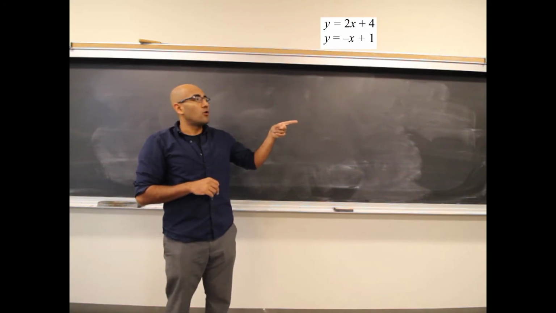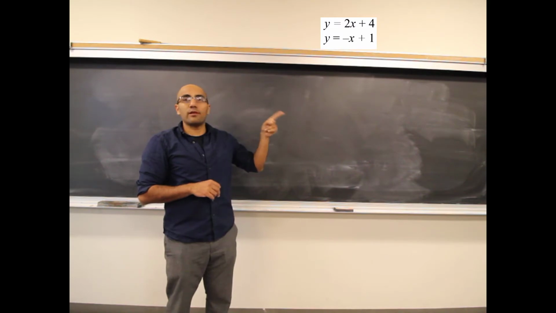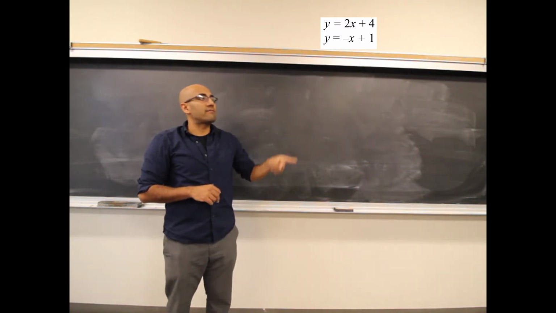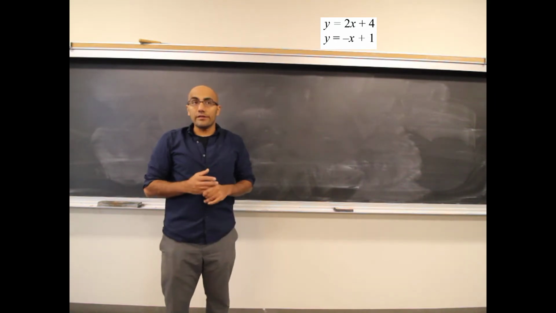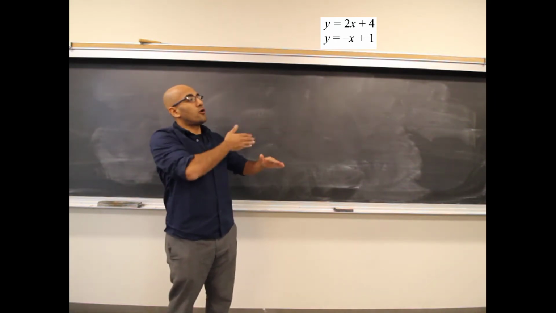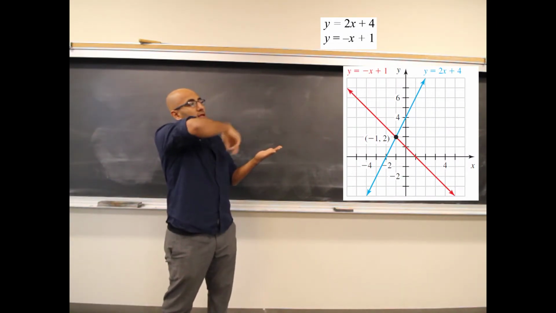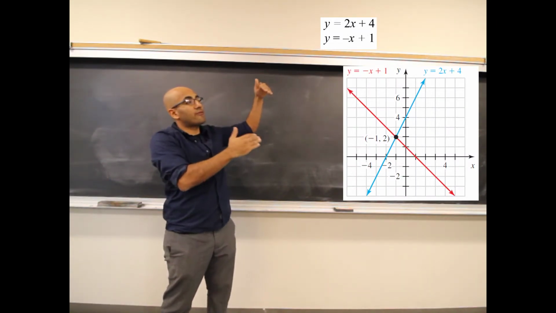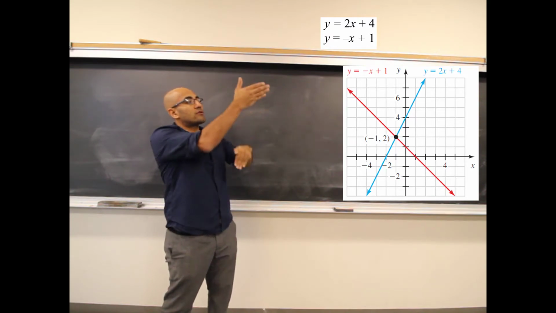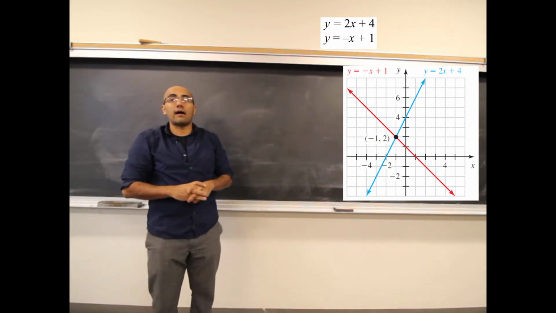Here's the system. y equals 2x plus 4 is one linear equation, and y equals negative x plus 1 is another linear equation. And we graphed them both. We got this guy. We got that on our calculators, right? So it gave us that line and that other line. So we saw from our calculators that the two intersect at the point (-1, 2).